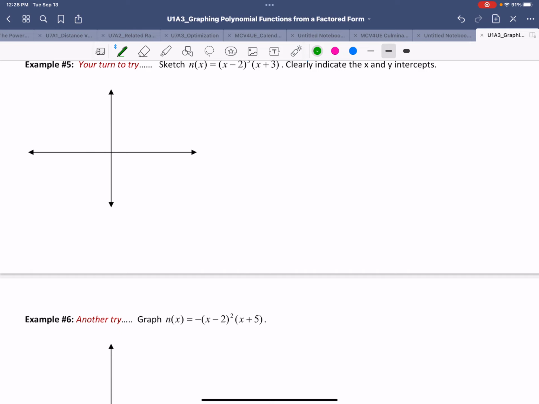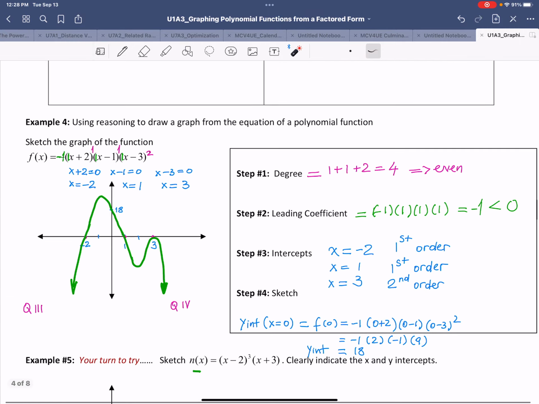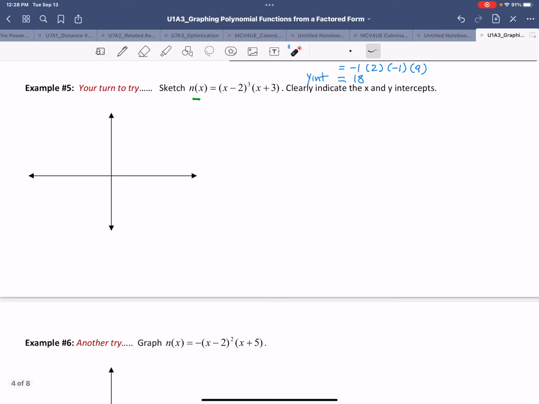We're going to take a look at the next example. We have the function n of x equals (x − 2)^3 times (x + 3)^1, and we need to draw a sketch of this graph just like we did in example number 4. So I ask that you try this on your own first, and then you can consult with this explanation, with this video. So let's get started.